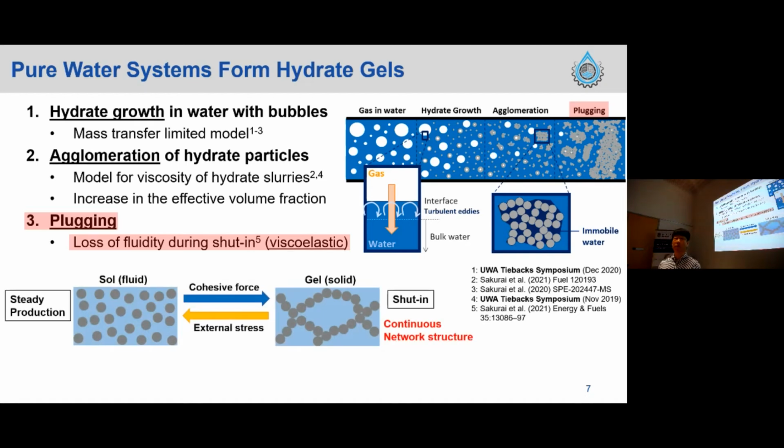And the key concept of this study is hydrate slurries are viscoelastic materials, which have two states, Sol and Gel. And these two states can be explained by the distribution of the solid phase hydrate particles. And in Sol state, hydrate particles are dispersed in liquid phase. But in Gel state, hydrate particles should form a continuous network structure like this one, which is a source of the elastic behavior of hydrate slurries.